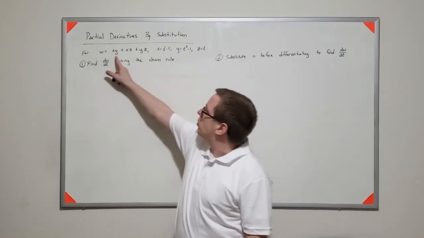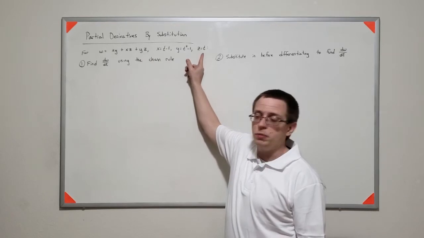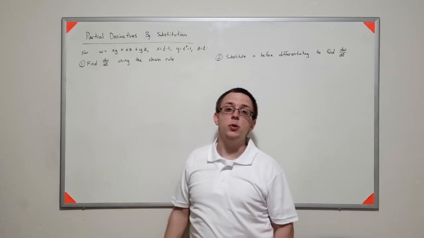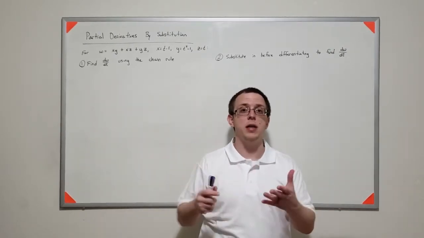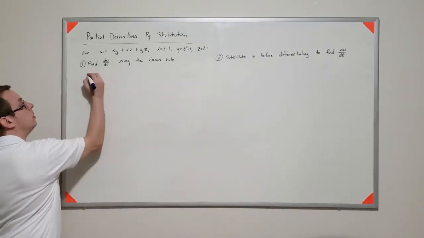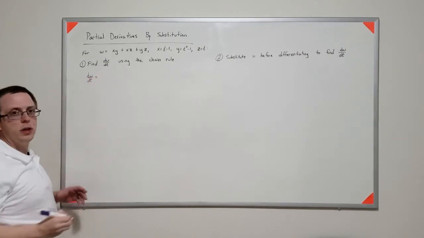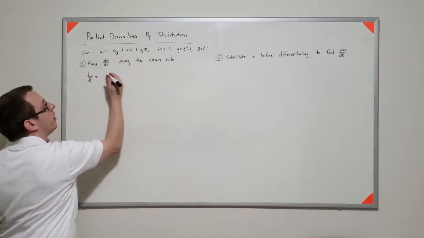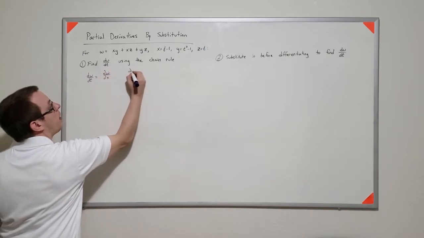Given w equals xy plus xz plus yz, where x, y, and z are all parameterized by t, let's find dw dt using the chain rule. So to do that, let's go ahead and write out what that means and what we need to do to get there. Recall the shorthand way to do this: I've got that this is a function of 3 variables, so I'm going to go ahead and write the partials out.